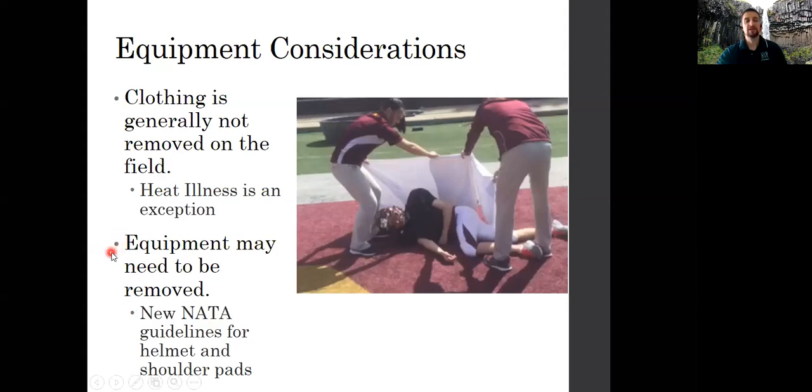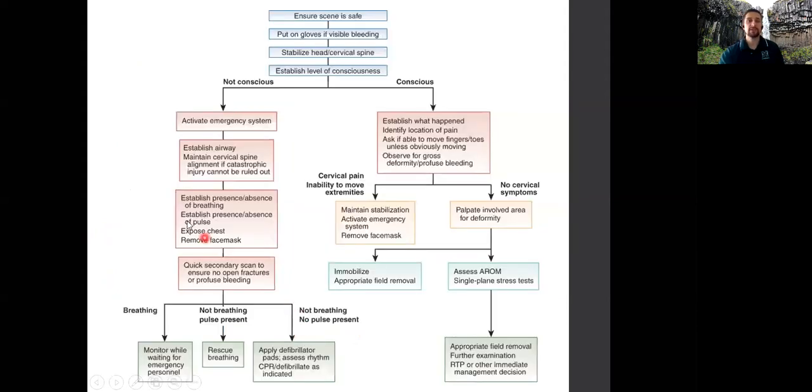Okay. And then general equipment stuff, obviously if it's a heart attack, you have to open up to put the pads on for the AED. So in that case, clothing's removed. And then for football equipment, helmet and shoulder pads should be removed before we transport them for anything head, neck, spine, or thoracic injuries.